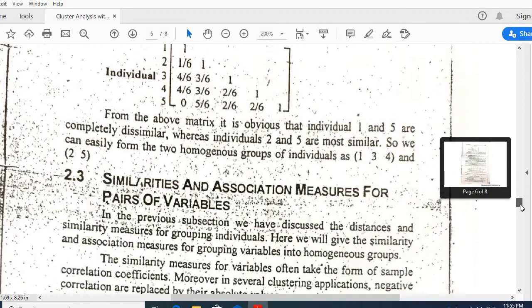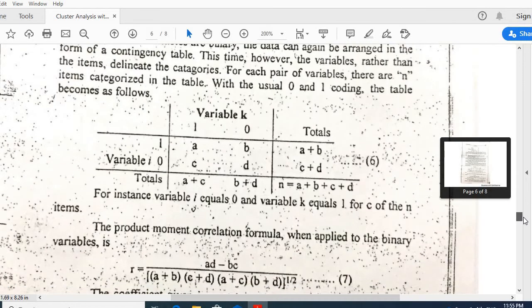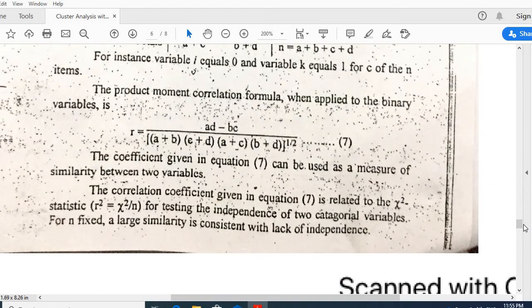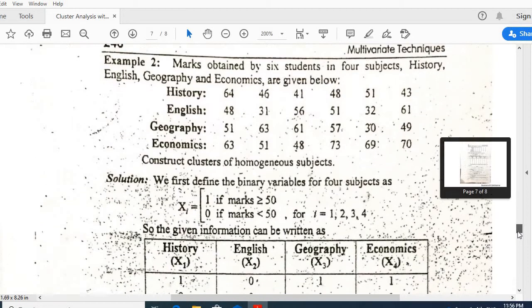Now come to the second example, where we have r as a similarity coefficient. The product moment correlation formula: r is equal to ad minus bc divided by the square root of (a plus b)(c plus d)(a plus c)(b plus d), raised to the power 1 by 2. It will be used in this example.